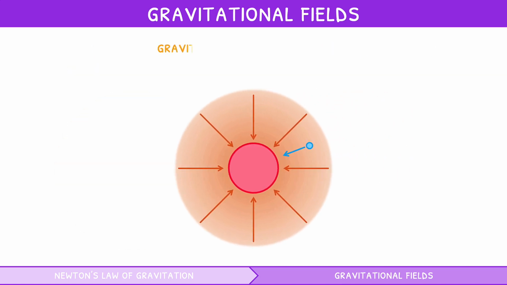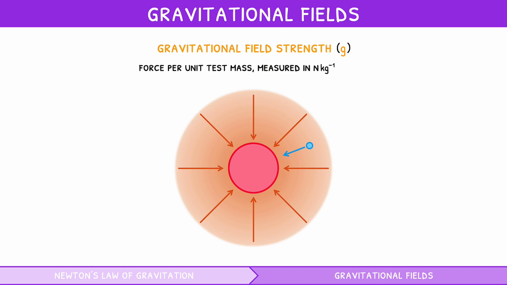The strength of this gravitational field G at any point is the force exerted per unit point mass, measured in newtons per kilogram or meters per second squared. On Earth, the gravitational field strength is 9.8 meters per second squared, a value you should memorize for exam questions.